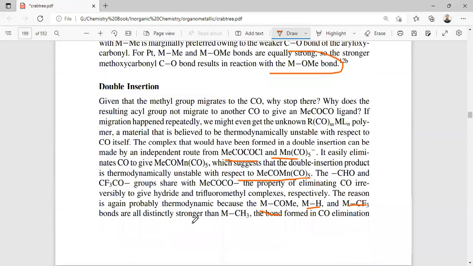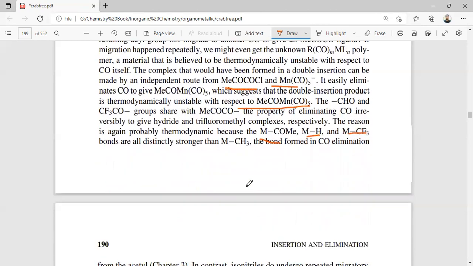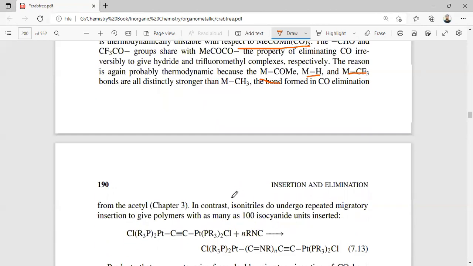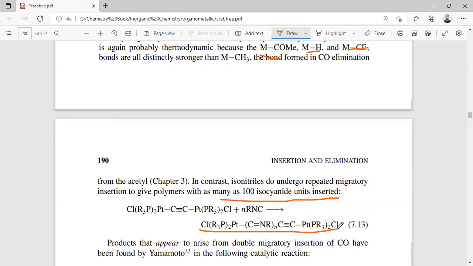So that means, upon one MeCO insertion to form this acyl, that will also form another CO insertion to form this MeCOCO bond, but this MeCOCO double insertion product is very unstable. That will eliminate the CO to form again this MeCO ligand. But for the isonitrile case, the double insertion occurs, with as many as 100 isonitriles inserted. So this is the example.